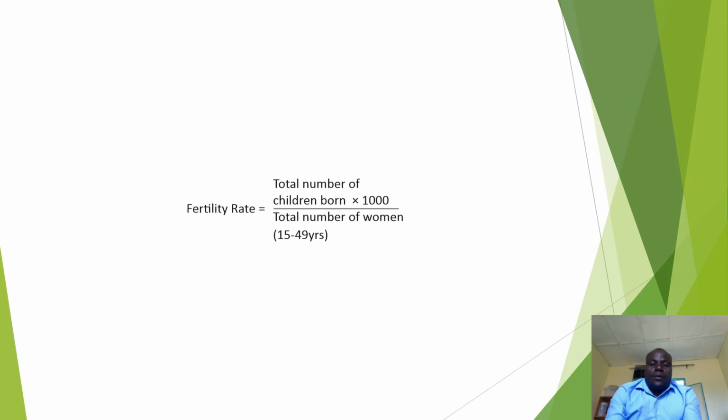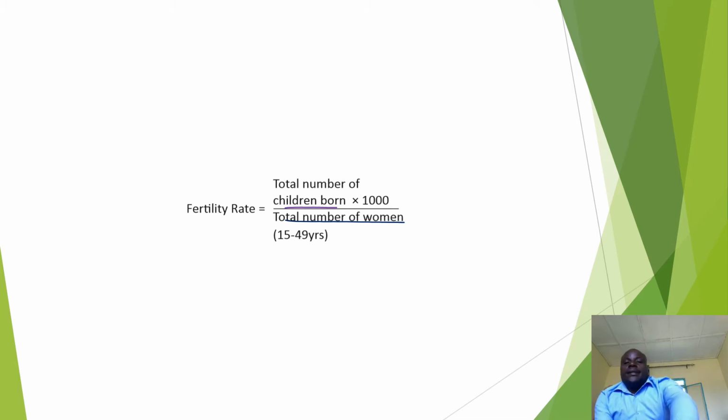The formula for calculating fertility rate is here. You get the number of children born over the total number of women. Women, not the total population, of women only. Then times 1,000. Newborn children over the total number of women.